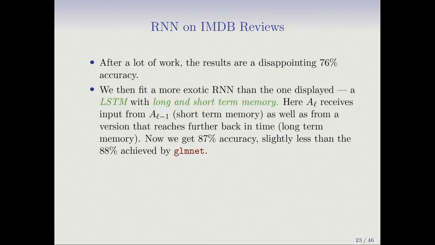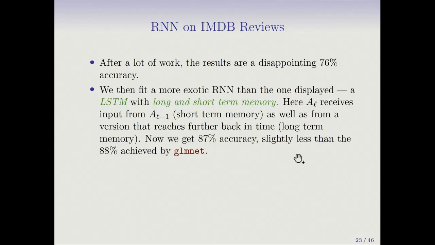Without getting into great detail, here A_l receives input both from A_{l-1}, the previous hidden unit, that's the short-term memory, as well as from a version that reaches further back in time. So you take big steps back in time and get an A_l back from there as well. So that's the long-term memory. And when you do that, it takes much longer to train. You now get 87% accuracy, which is slightly less than the 88% achieved by glmnet. It takes a long time to learn.